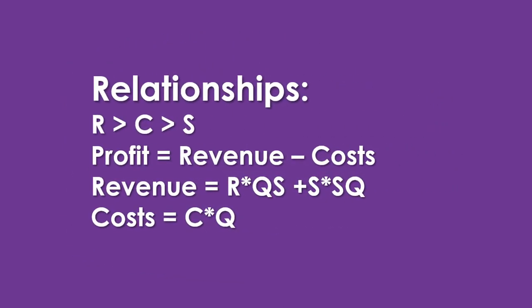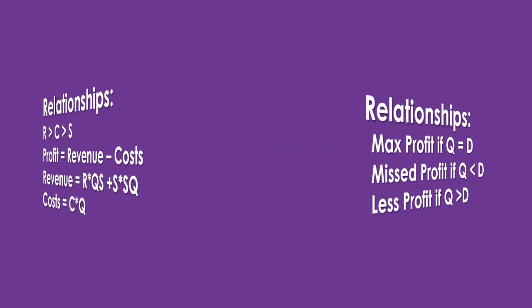To build the model, we need some basic relationships defined. Logically, R must be greater than C, which must be greater than S if anything is to make sense. And as usual, profit equals revenue minus cost. Revenue in this problem is equal to R, the price that he can sell the papers for, times the quantity sold, plus the surplus price times the surplus quantity. And cost is equal to the cost of the paper C times the quantity he buys Q.